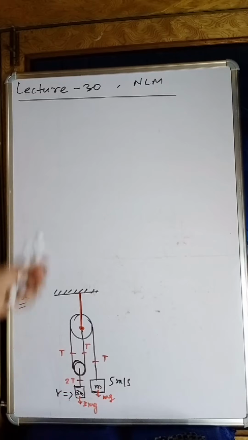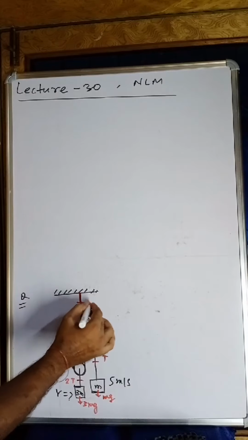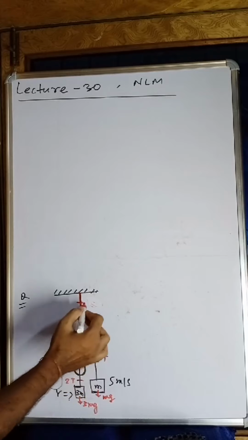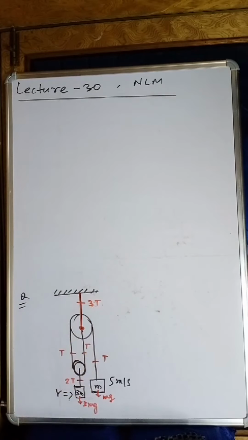Alright, now I'll solve. Here you can write the tension, suppose it is T naught. So we are having the different tensions. Otherwise you can find the tension as well over here. This will be T, T and T, so it will be 3T. Then you can write the tension as 3T as well. Okay, now we are going to solve this question.